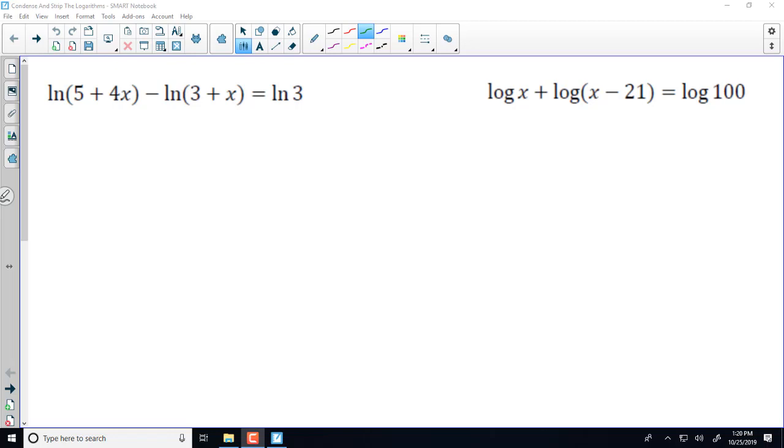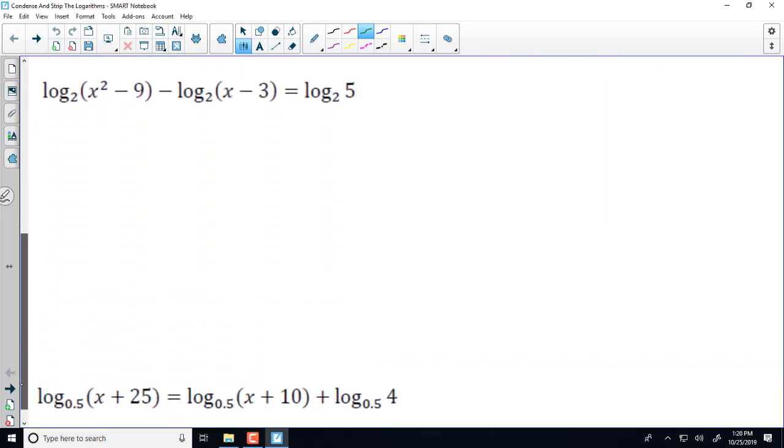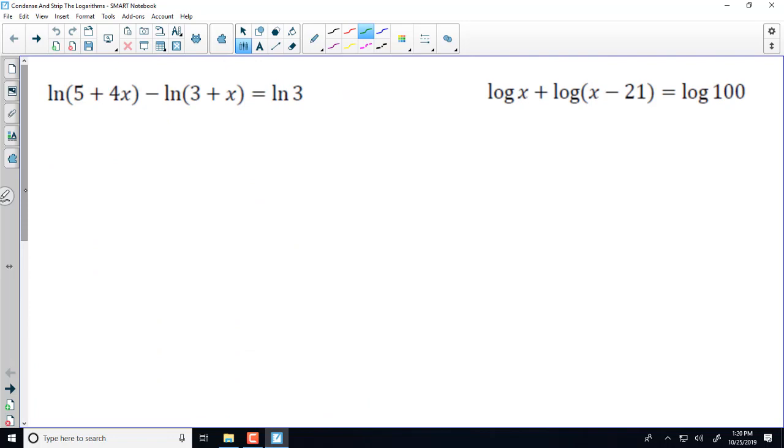In these problems, you will notice that we do not have a single logarithm on each side. I've got another two down here, which we're going to do in a bit. So we need to condense and then remove the logarithms. Let's get started. See this minus sign right here?